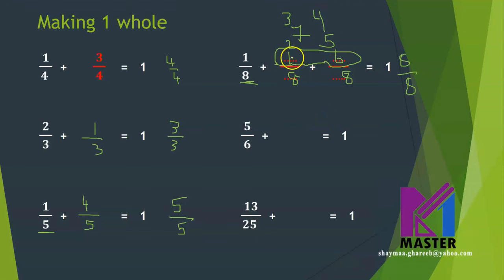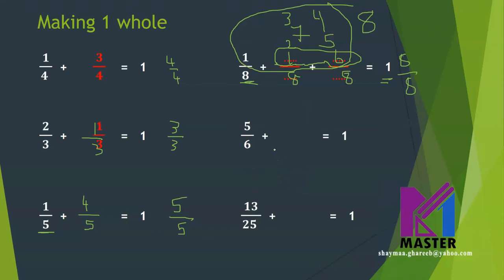So I can write this as 2/8 and 5/8, or 1/8 and 6/8, or 3/8 plus 4/8. So the total number at the end, the 3 together, must be 8 parts out of 8 parts to form number 1. Okay?